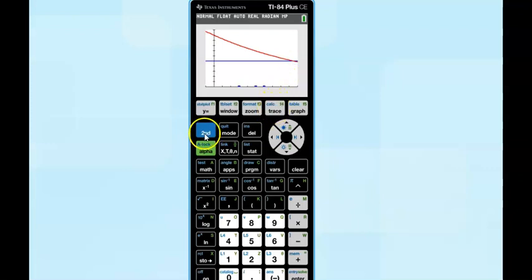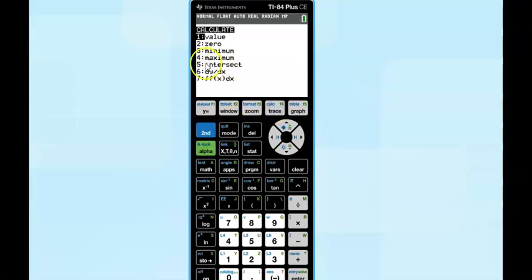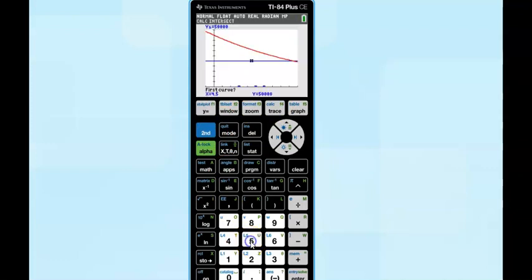I'm going to go to second and the trace button. So I need that calc function. And I need number 5 because I want it to tell me where it intersects. And I don't know why they make you do all this, but anyway, first curve, second curve. Guess, please guess. It tells you that it's gone down to 50,000 after 9.55 years.